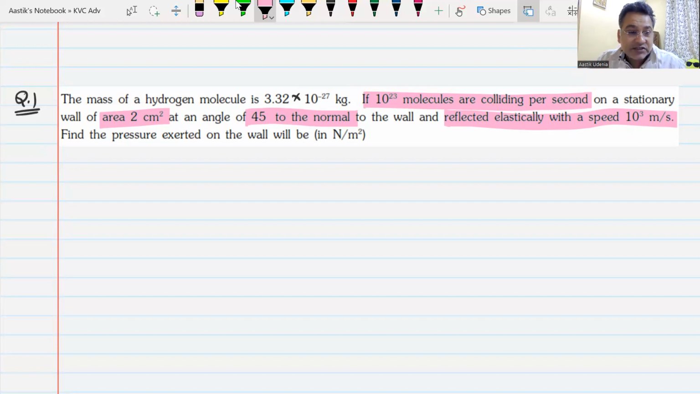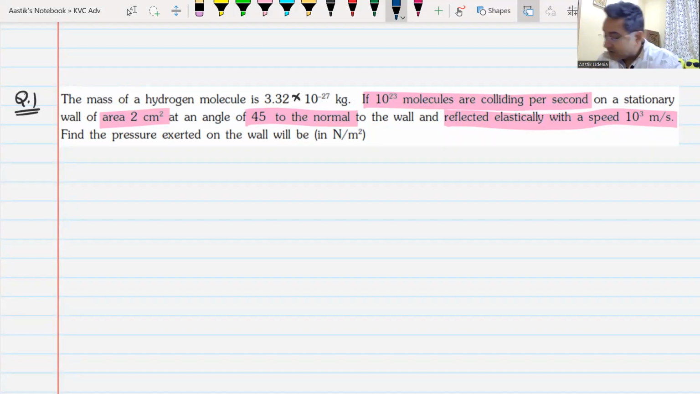What is the pressure exerted on the wall? I'll give you 2 minutes to think about it. Has everyone understood the question? Yes, sir. You have 2 minutes to give me the answer. Do you want me to help? No, sir, we will try.